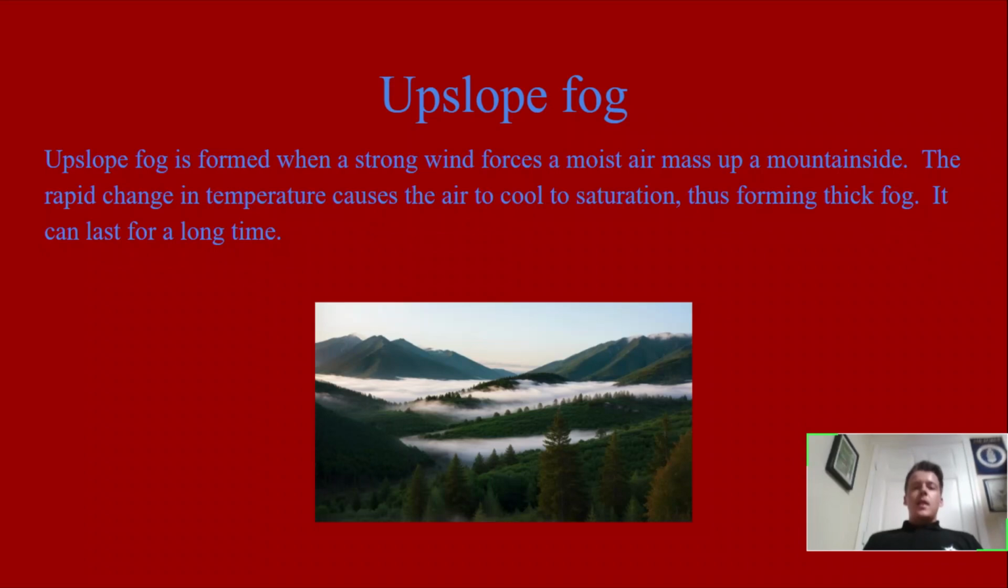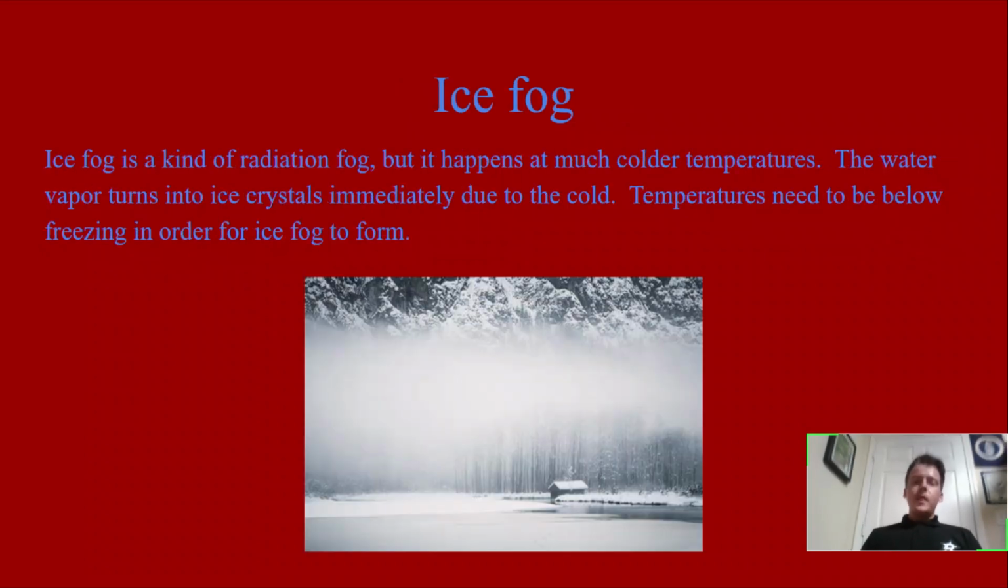Upslope fog is pretty easy to understand. It's basically just wind blowing air up the side of a mountain, and then if the atmosphere is normal that day, you will experience a temperature drop the higher you go up in altitude. So sooner or later, the farther the air goes up, it's going to reach its saturation point, which could be on the side of the mountain as in the picture. And then once it reaches that specific spot at the side of the mountain, very thick fog forms, and it can last for a long time.